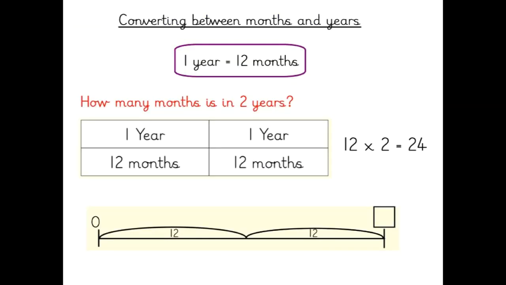Now we are moving on to converting between months and years. We now know that 1 year is the same as 12 months. So how many months are there in 2 years? Well, my bar model shows that if 1 year is 12 months, another year is another 12 months, so that's 2 lots of 12, which is 24. You can also see this on a number line, where you can jump up 12 and another 12, and that would make 24. So there are 24 months in 2 years.